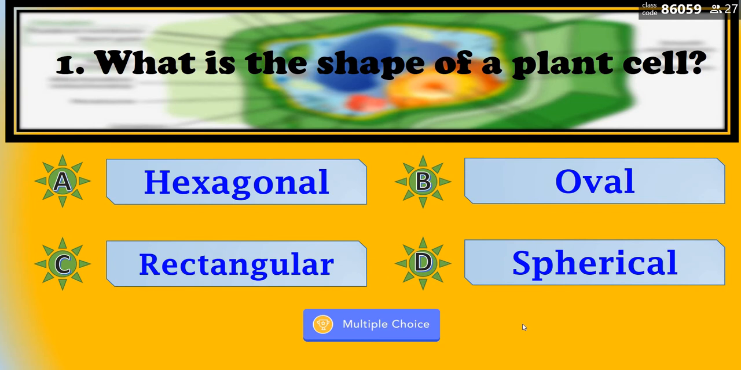So let's start with number 1. What is the shape of a plant cell? Is it A, hexagonal, B, oval, C, rectangular, D, spherical? Go. Okay, time is up. The correct answer for number 1 is letter C, rectangular.